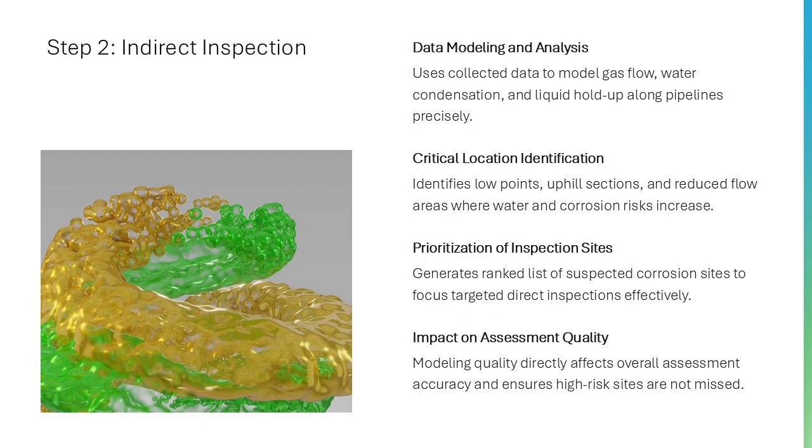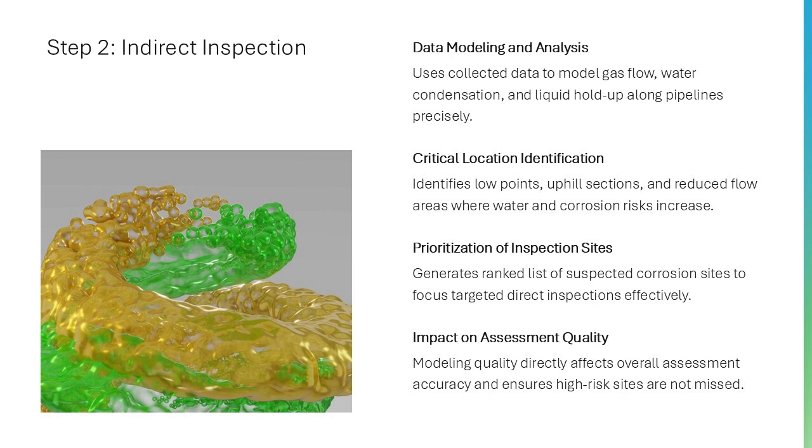Indirect inspection is the analytical core of the DG-ICDA methodology. In this step, collected data are used to model gas flow behavior, water condensation potential, and liquid holdup along the pipeline. The analysis typically incorporates elevation profiles, pressure and temperature gradients, and gas composition to predict where water is most likely to drop out of the gas stream and accumulate. Locations such as low points, uphill sections following sags, and areas of reduced flow velocity are given particular attention.